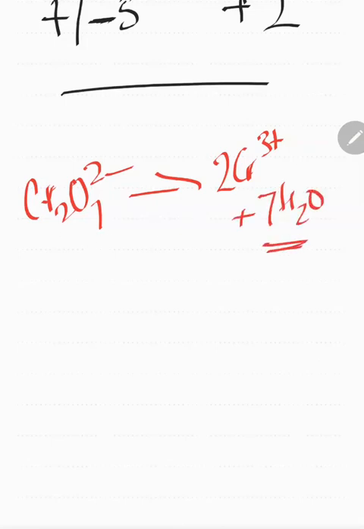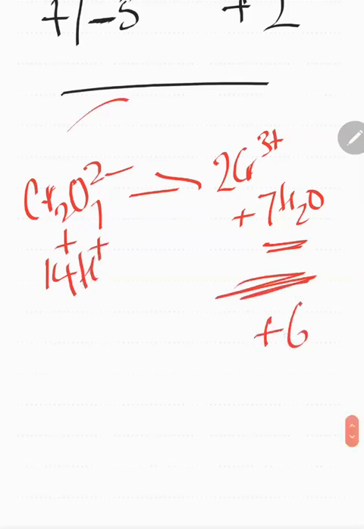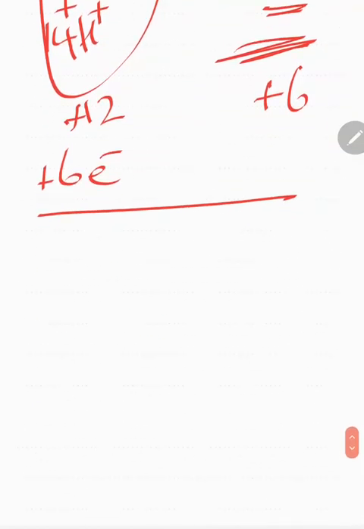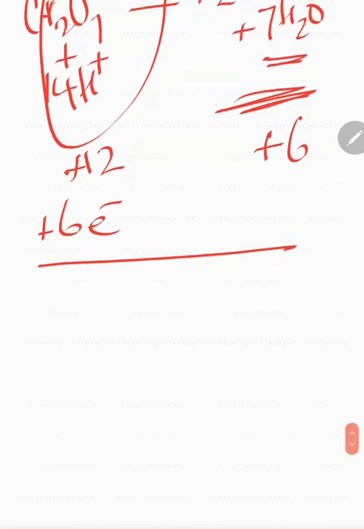7 waters means 14 hydrogens on the right. Now on this side, on the right, +6. On this side, +2. So add 6 electrons on the left. And there's your balanced equation now. Dichromate plus 14H plus 6 electrons forms 2Cr3 plus 7 waters. And that's the balanced equation. Hopefully that makes sense. Any questions, please ask.